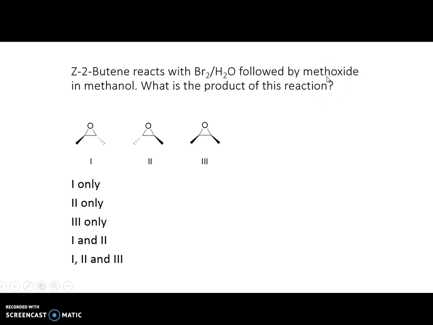So what do we get? Of course, we're going to form an epoxide. That's the only option we have here. The methoxide just acts as a strong base to cause ring closure to occur. When that occurs, what's going to happen? You're going to have the 2 methyl groups on the same side, because it was cis beforehand. It has to be cis afterwards. So the only one that forms is number 3.